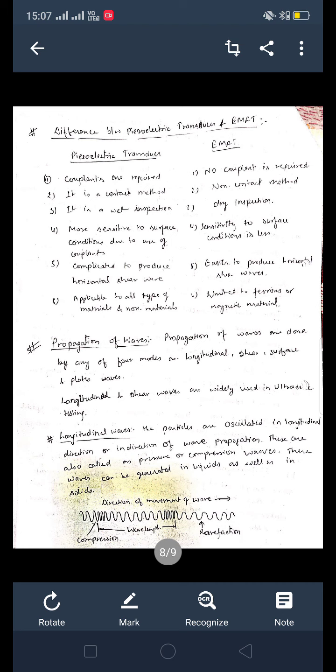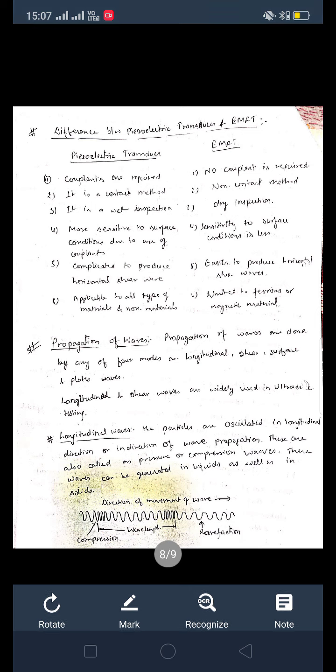We are going to study the difference between the piezoelectric transducer and the EMAT. This is a very important topic which is mostly asked in the semester examination. What is the difference between the piezoelectric transducer and EMAT? So we have learned about these points.